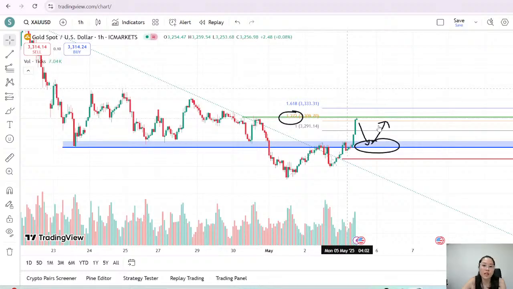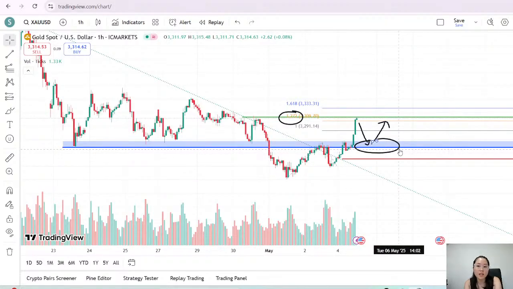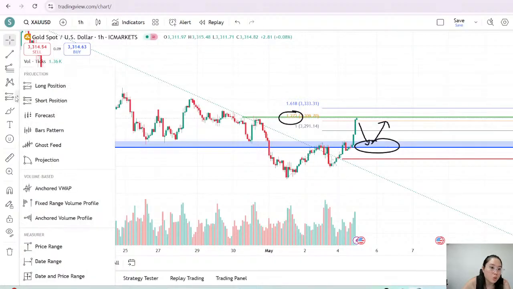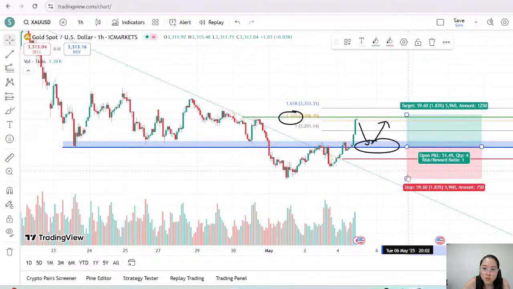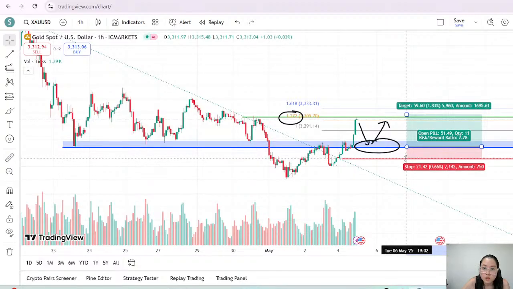Okay, so let me give you guys an example. If you're risking $1 to make $5, that makes sense. If you're risking $1 to make $1, that does not make sense. So your risk to reward needs to make sense. Okay, let me see.